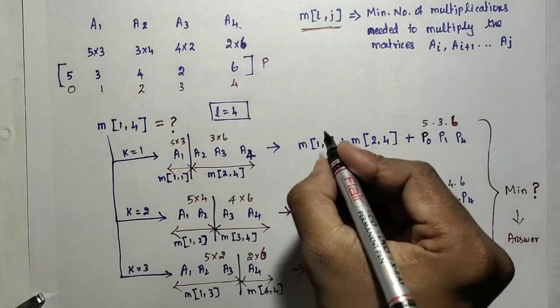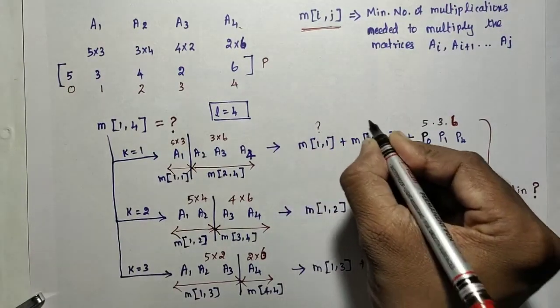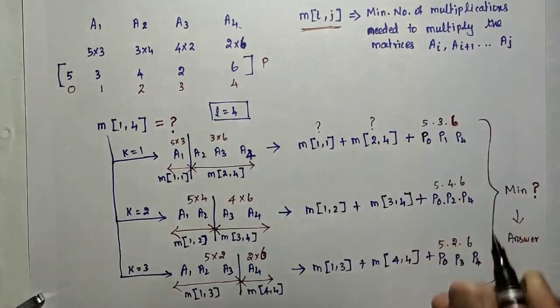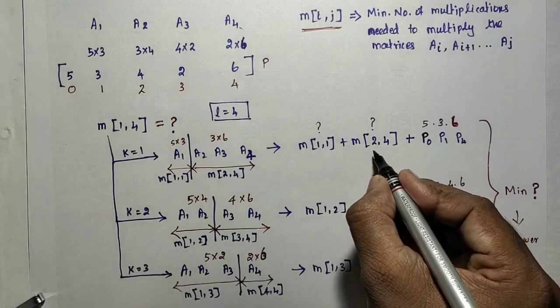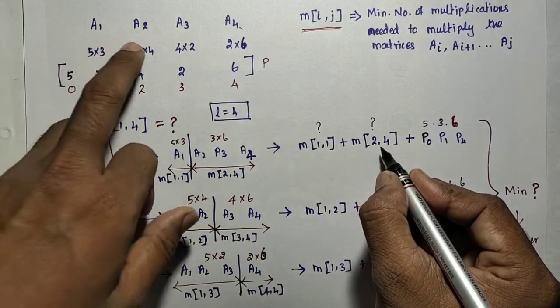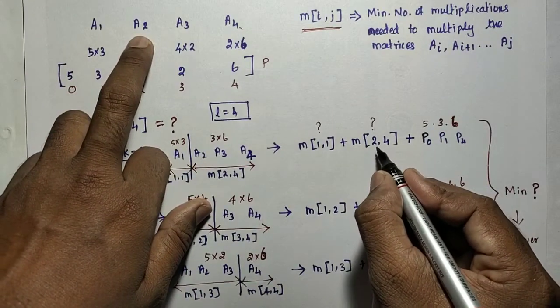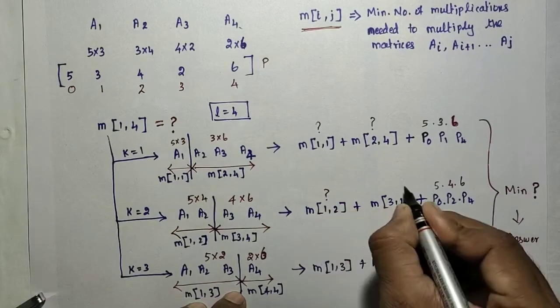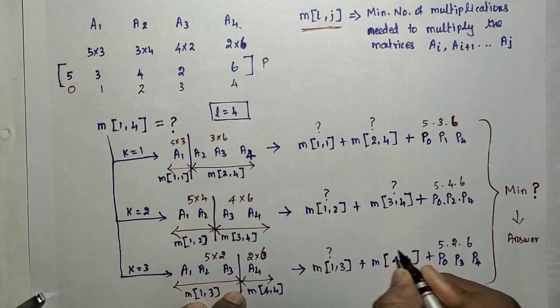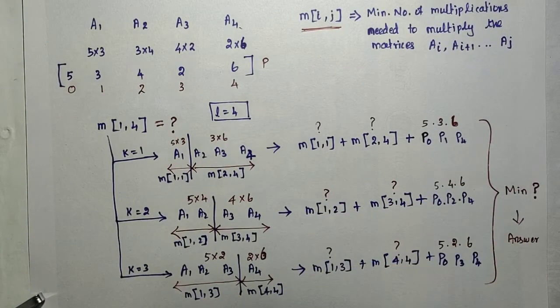What is the m of 1 comma 1? What is the m of 2 comma 4? So m of 2 comma 4 means the minimum multiplication needed to multiply the matrices from 2 to 4. Okay, and what are this value and this value and this value and this value. So these values need to be determined.